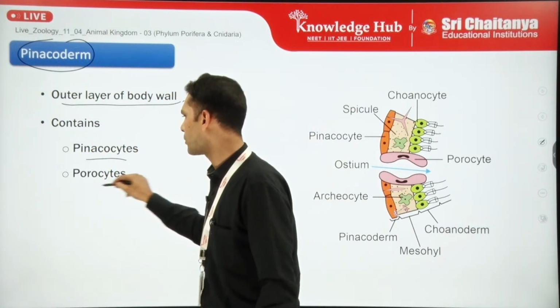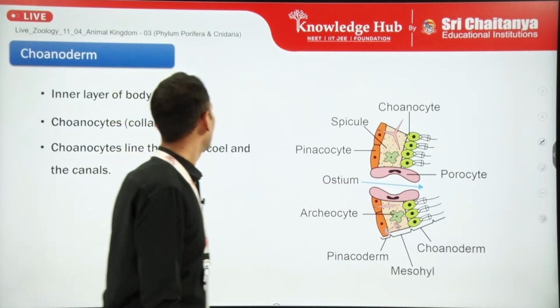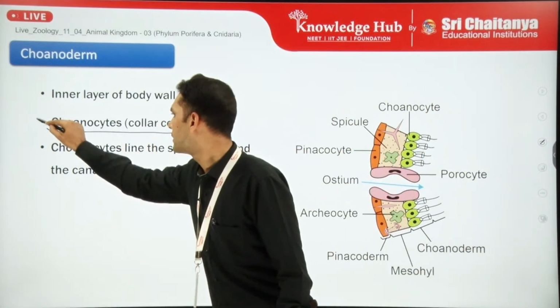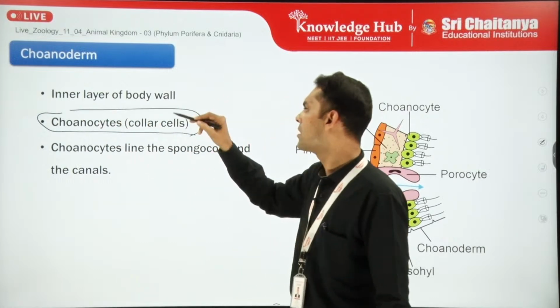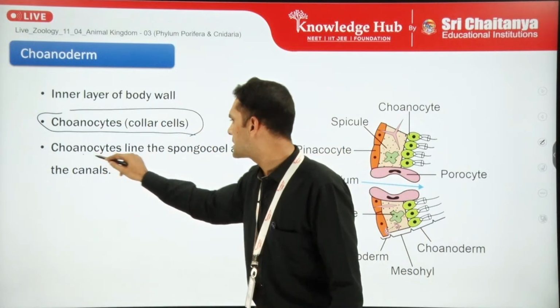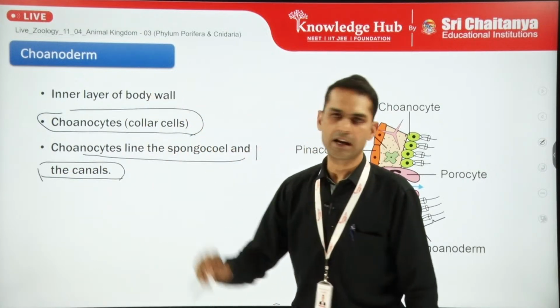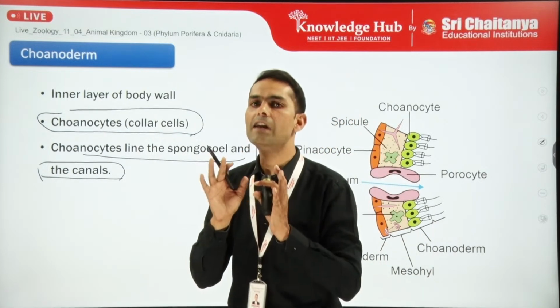Okay, so moving further, we see that the outermost layer, pinacoderm, the outer layer of body wall, contains pinacocytes and porocytes. Here we can see in the diagram. Then the inner layer of the body wall is called choanoderm, and it is made up of choanocytes or collar cells. Now choanocytes line the spongiocele and the canals. Right? So it is the characteristic cell of the phylum Porifera. It is a flagellated cell.